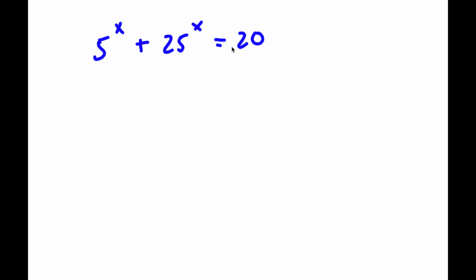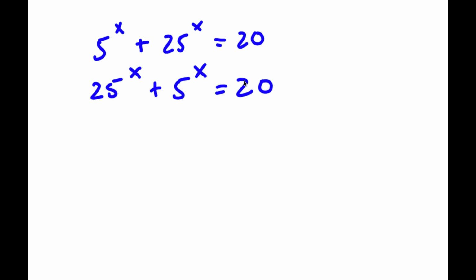And now what I'm first going to do is rewrite this as 25 to the power of x plus 5 to the power of x is equal to 20. So all I did was switch the places of 5 to the power of x and 25 to the power of x. I did this because it's going to be a little simpler to have this in order from higher to lower.